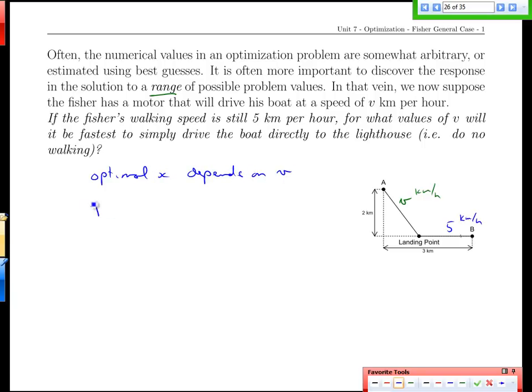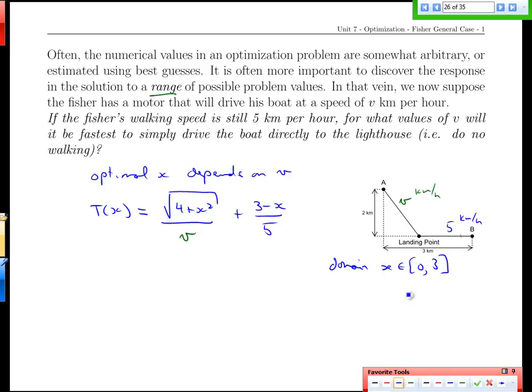In fact, we found that before because we know what t of x is. It's the square root of 4 plus x squared over, it was a 4 here before, but now it's going to be a v because we don't know what that speed is. We still have the same term for the travel time on shore. And again, we keep our domain x being part of 0 to 3.